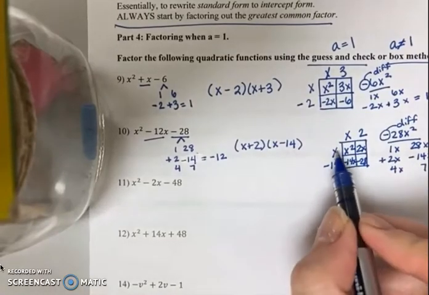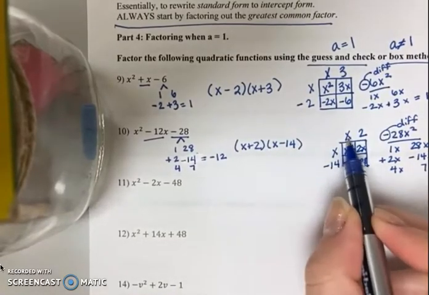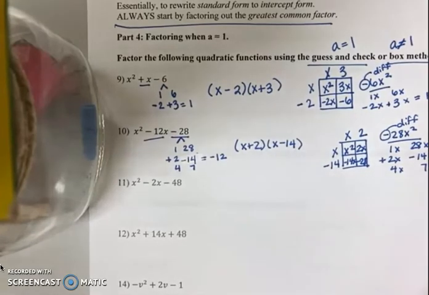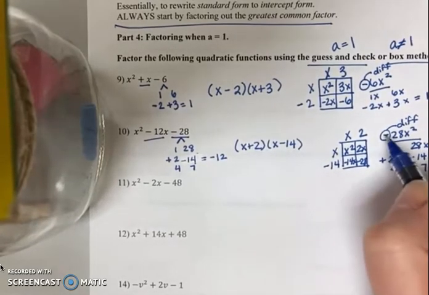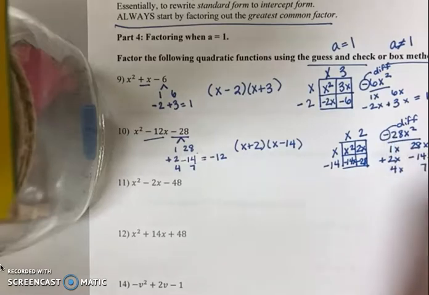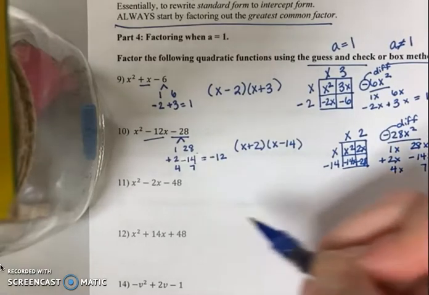The final answer is x minus 14 and x plus 2. It's worth mentioning that if this were a positive, that means we'd have to use same signs, not different signs.